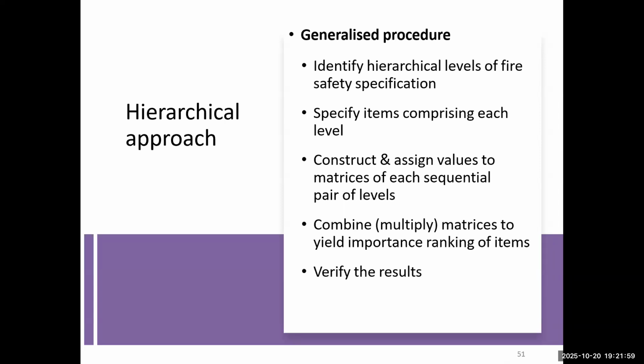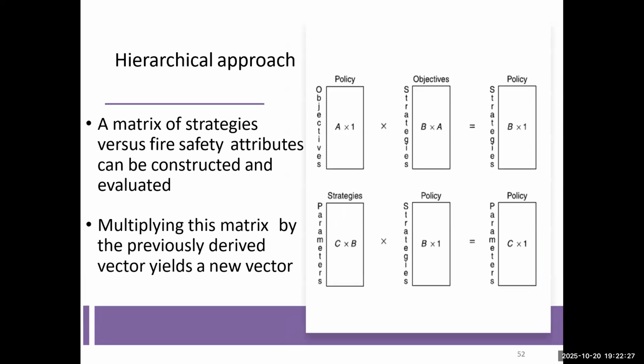And then you construct and assign numbers to each matrix that quantify the relationship between each sequential level. By multiplying these matrices together, it will give us a definitive importance ranking for all the bottom level items, which is then verified for practical sense. So that is an example of our hierarchical approach.